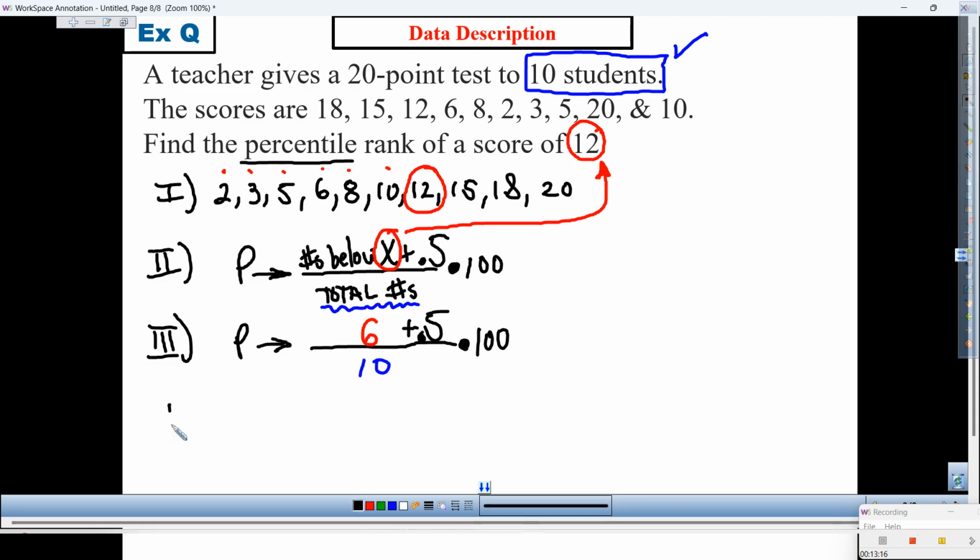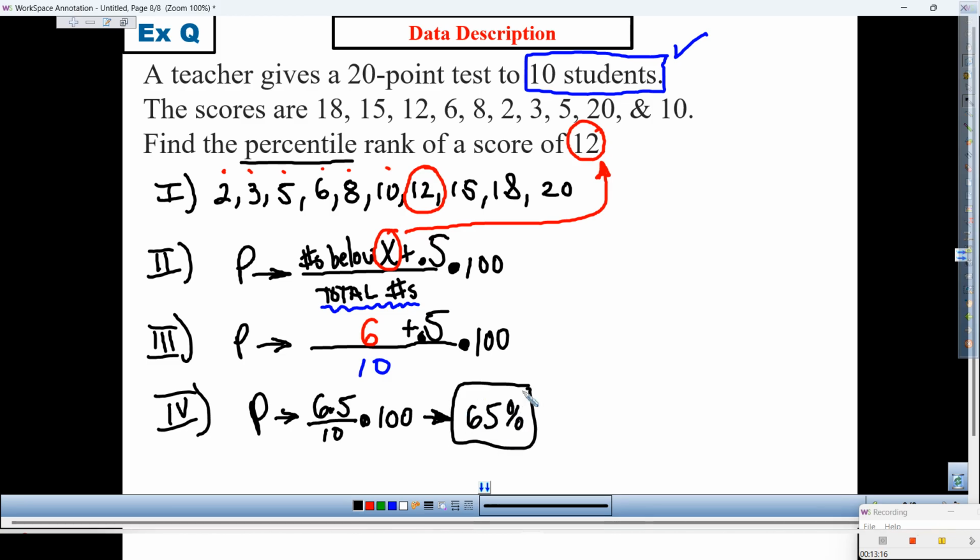And lastly, step 4, simplify. We got 6 plus 0.5 is 6.5 divided by 10 times 100. All right, calculators calculate. 6.5 divided by 10 times 100. Everyone. 65, and that is a percent. Is that correct? All right, so now let's make it make sense with the problem at hand.